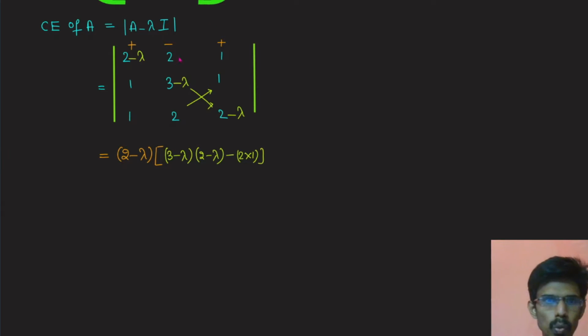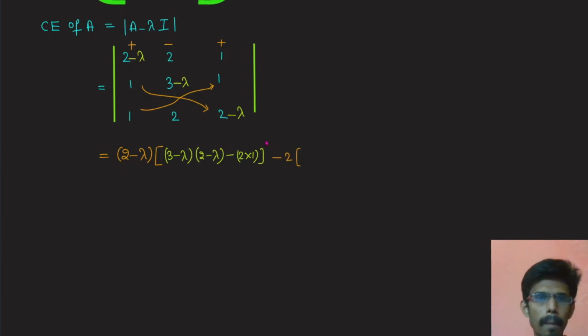Now take this minus 2 into, we have, now leave the first row and second column. For the first row and second column, we have 4 elements. Now applying AD minus BC here, then we have 1 into 2 minus lambda minus 1 into 1.